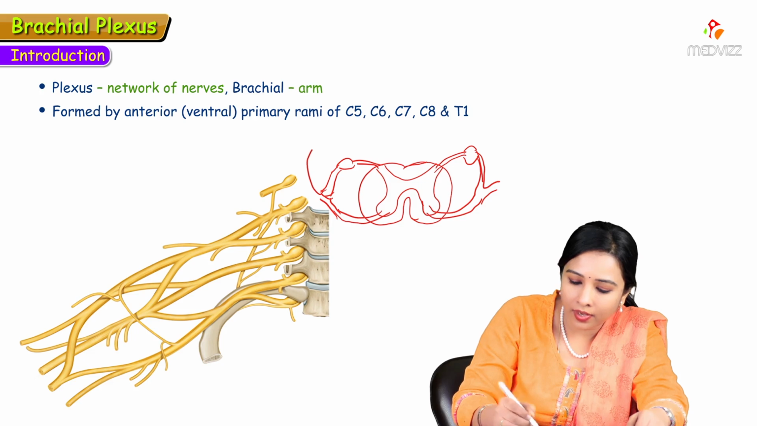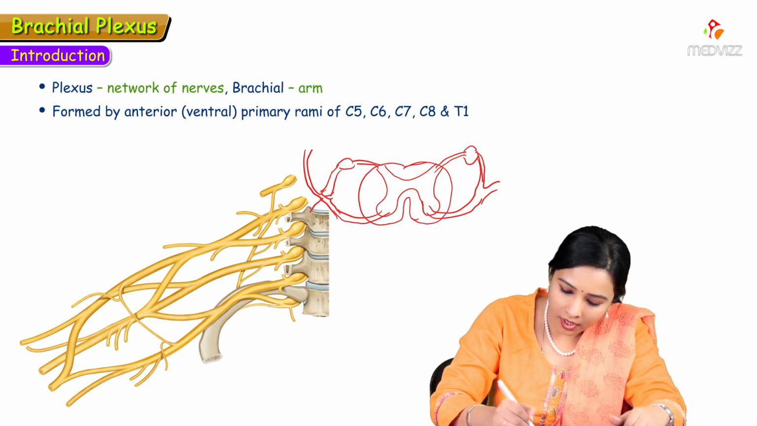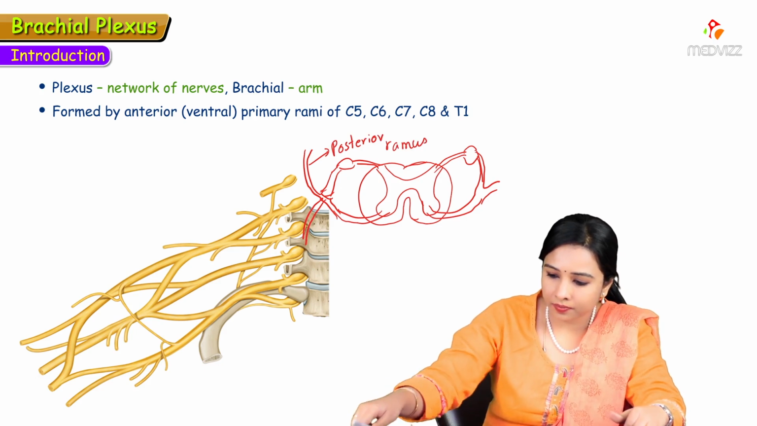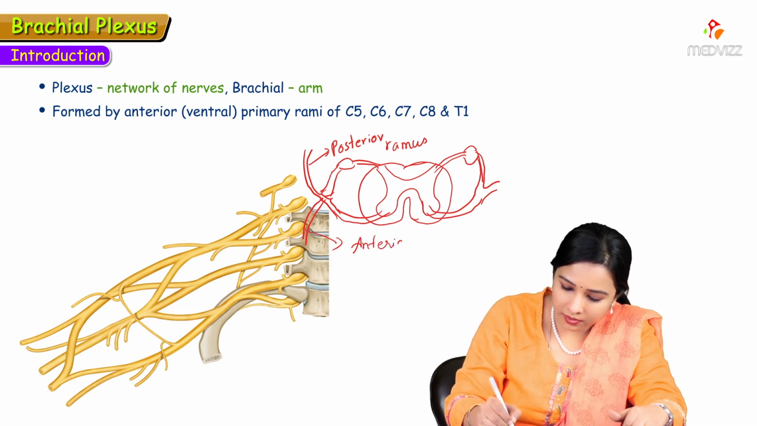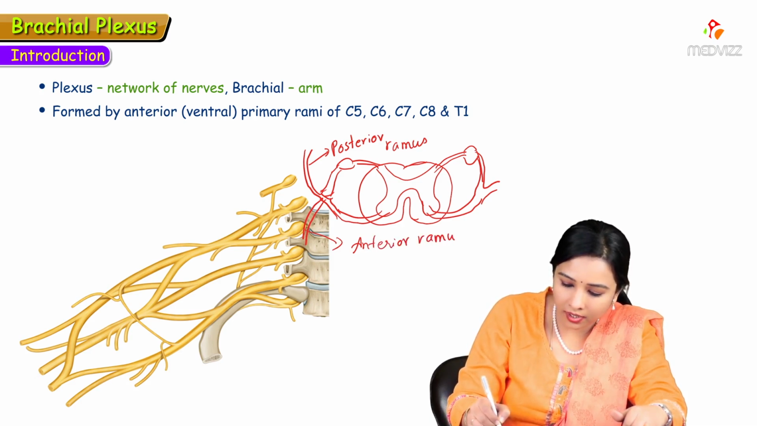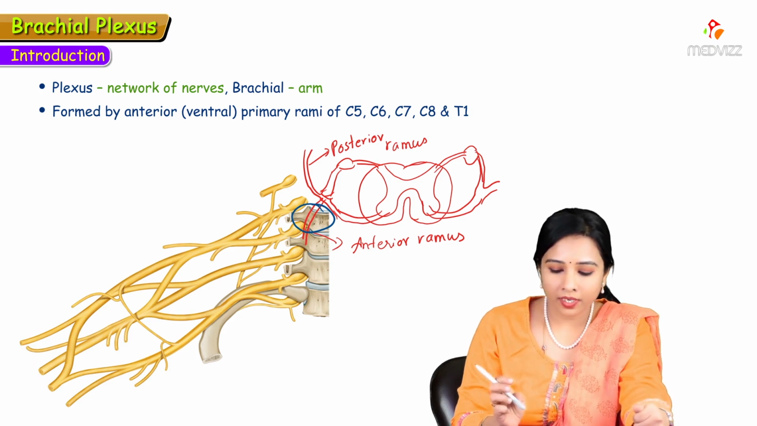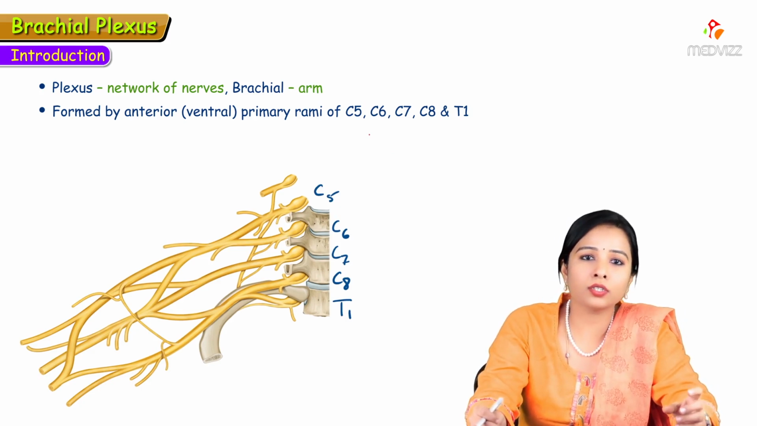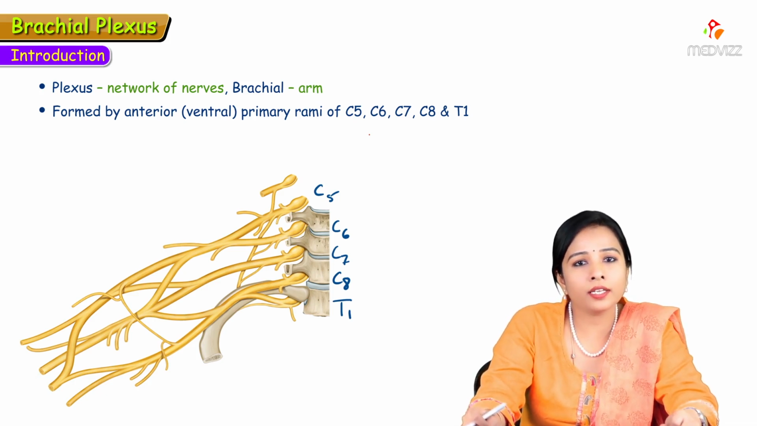And each spinal nerve, as soon as it comes out from the intervertebral foramen, divides again into an anterior division and a posterior division. So this is the posterior ramus. This is the anterior ramus, which is also called the anterior root. These anterior rami will give rise to the brachial plexus. So now we know that the typical spinal nerve divides into ventral primary rami and dorsal primary rami. Ventral are also called anterior primary rami.